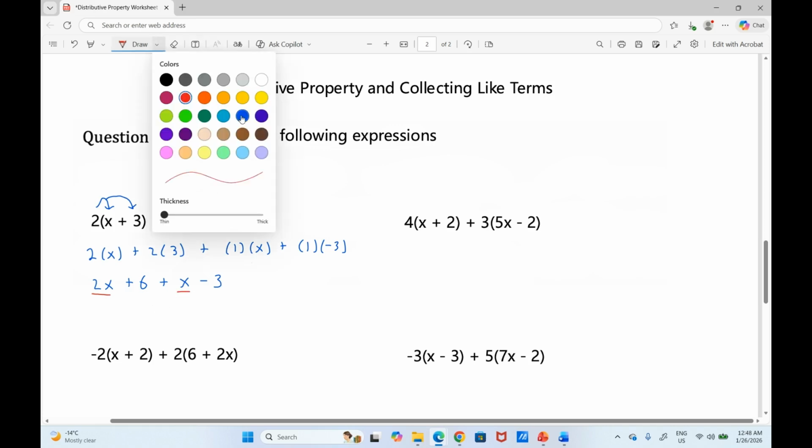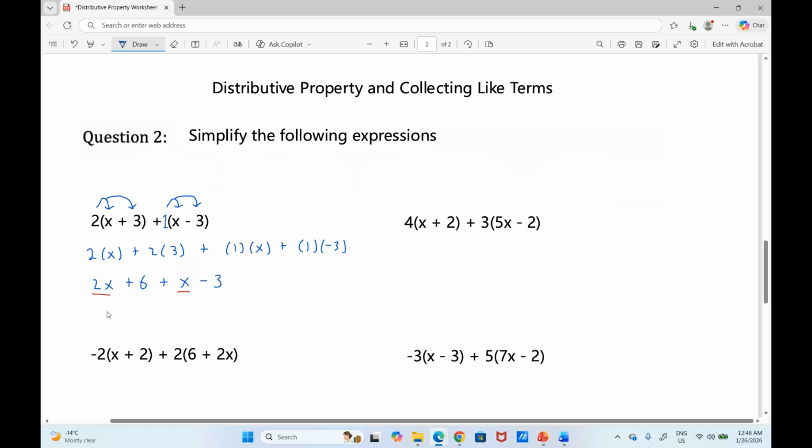I'm going to rewrite it as 2x plus x. I'm going to keep my x's next to each other. Then I'm going to write plus 6 minus 3. I'm going to keep my numbers next to each other. Now, 2x plus x is going to be 3x, and 6 minus 3 is going to be 3. So my final answer when this is fully simplified is 3x plus 3.